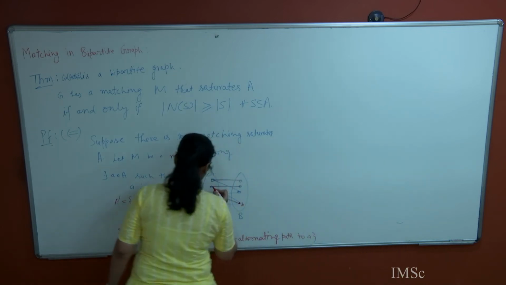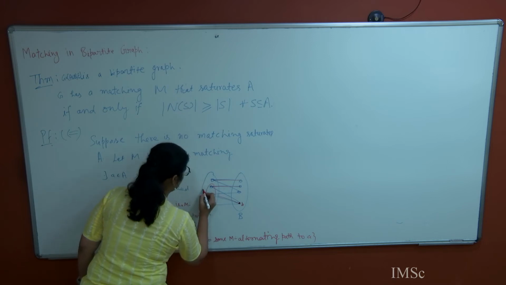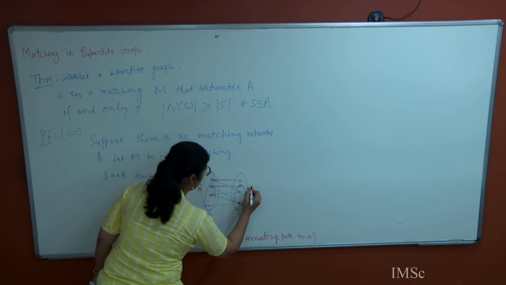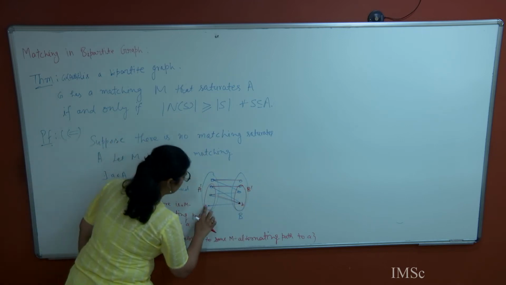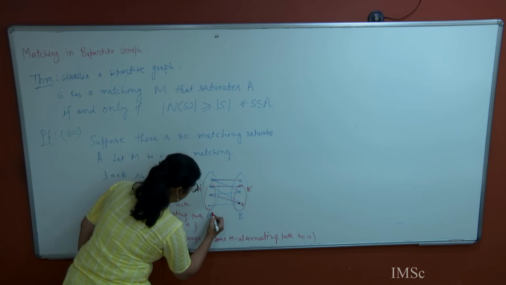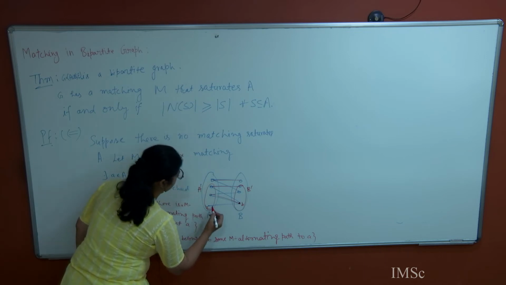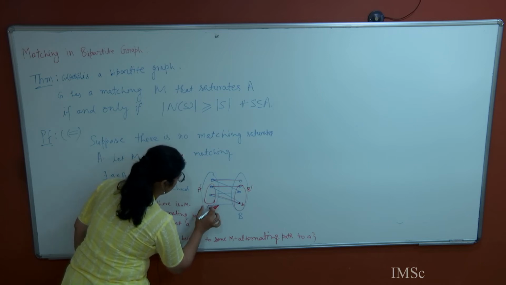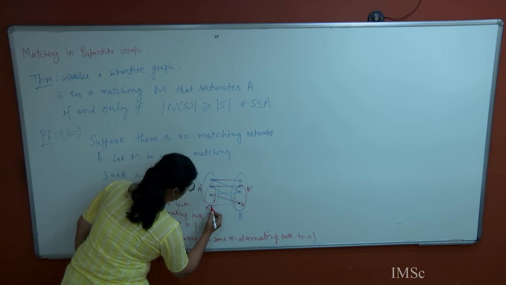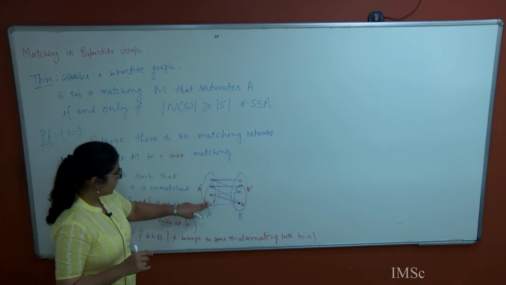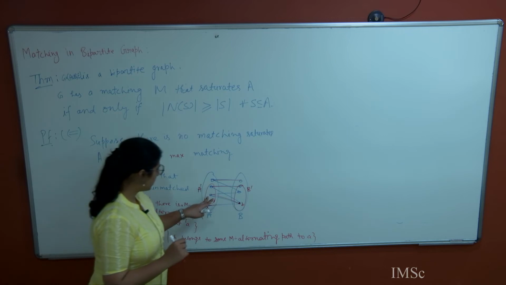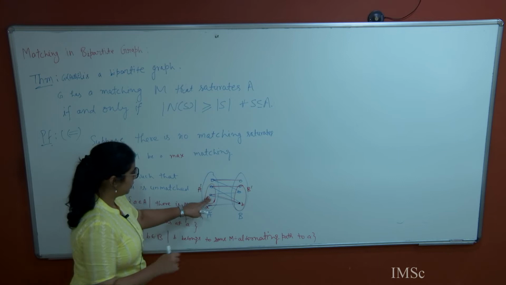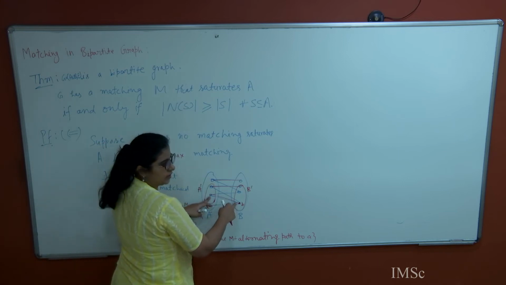So we have some A prime, some B prime, and A is not there. I am assuming A is here. I should draw some other picture. Okay, so like this. What can we say about these two cardinalities? We know that in A prime, this edge is a matching edge, right?